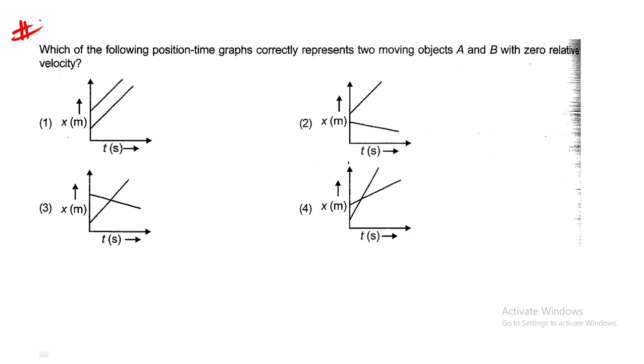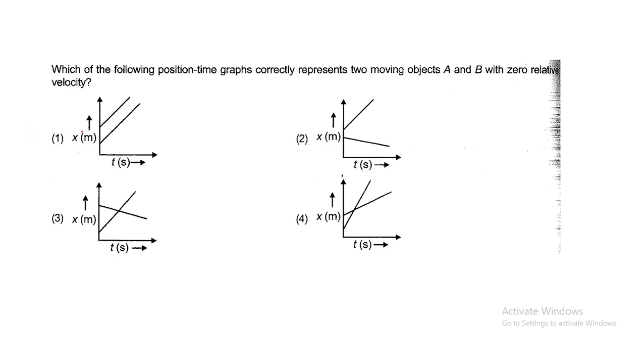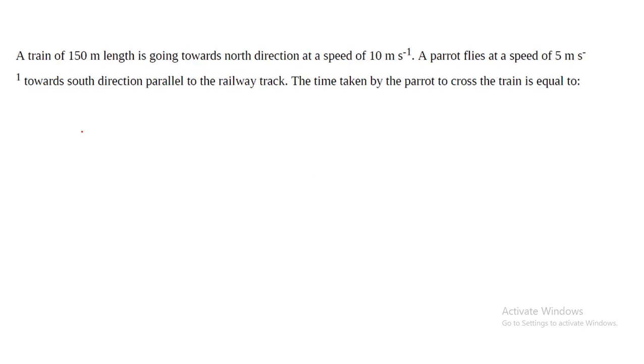Which of the following position-time graphs correctly represents two moving objects A and B with zero relative velocity? Zero relative velocity means VA minus VB should be equal to 0. Which one is correct now? Very good. Yes or no? Smart. What about this one? Oh, this one is the same only, right?